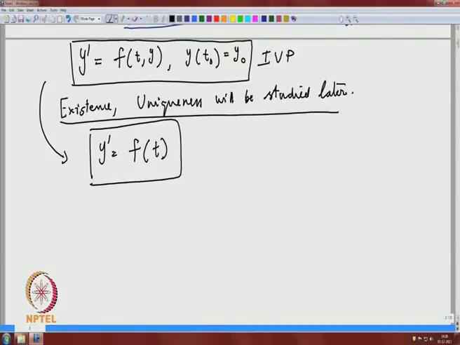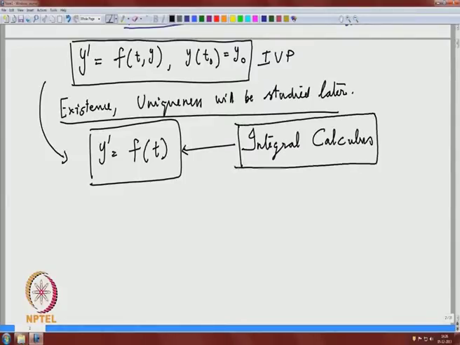This is an easier problem which we will discuss soon. Solving this equation, essentially dy by dt equal to f of t, is nothing but what I call the integral calculus problem. We will come to that, integral calculus. You see, integral calculus was developed to solve one of the easiest differential equations. That is what you will be doing here, but we will explain a little more about it.